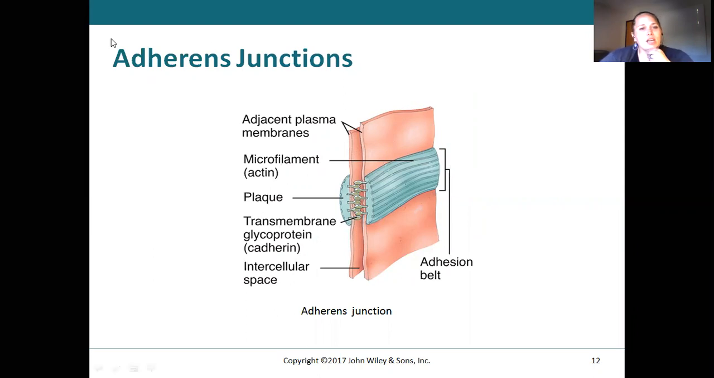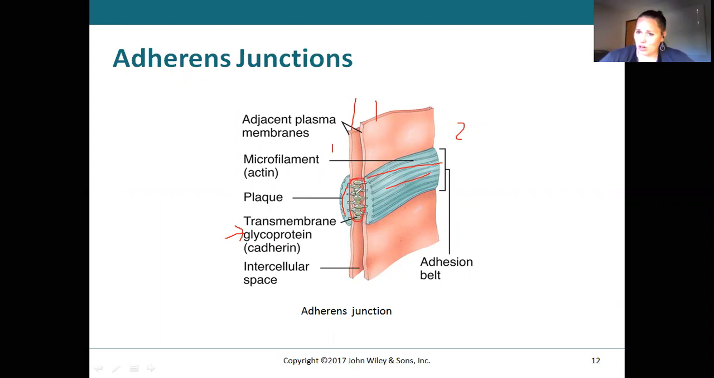Similarly, you can see that there are these adjacent plasma membranes, so you've got essentially cell 1 over here, cell 2 over here, this is plasma membrane. You can see that there is this plaque, again it's formed of proteins that line the inside of the cell, and embedded into that plaque are going to be these transmembrane glycoproteins. If you remember what glycoproteins are, essentially proteins that have sugars attached to them. And so these sugars essentially interact with one another and anchor them to the cell membrane.